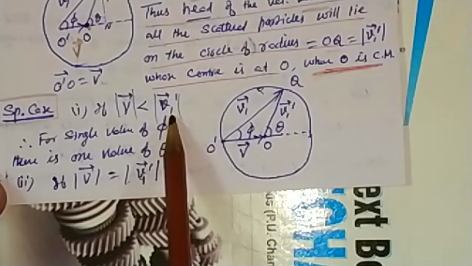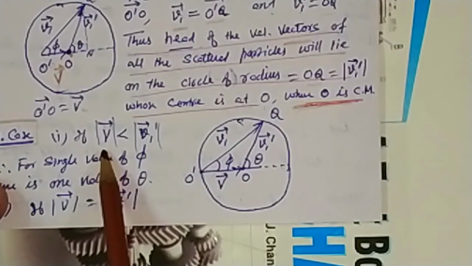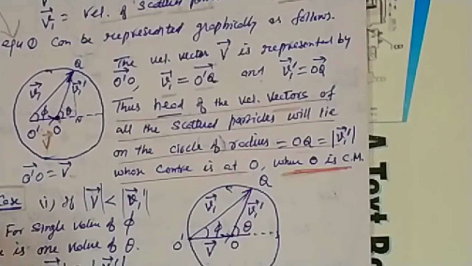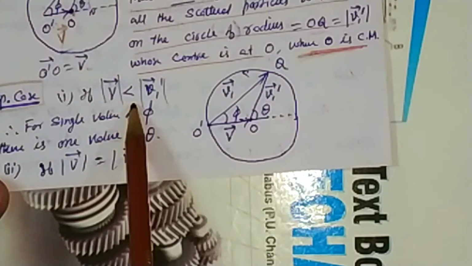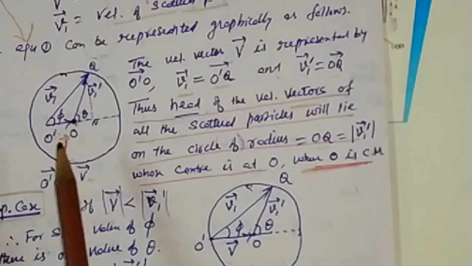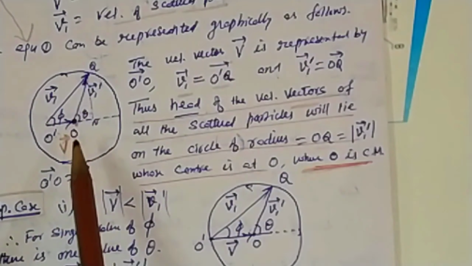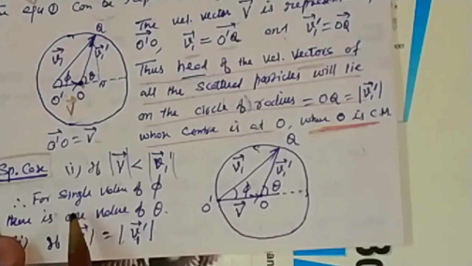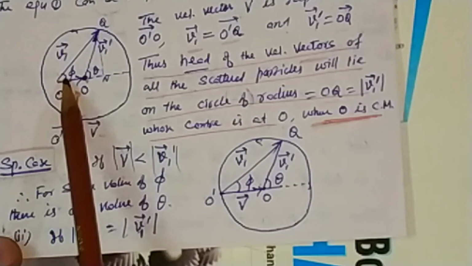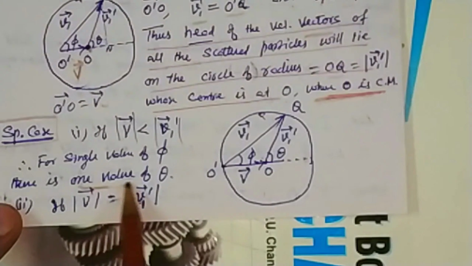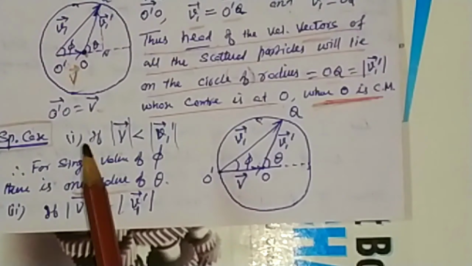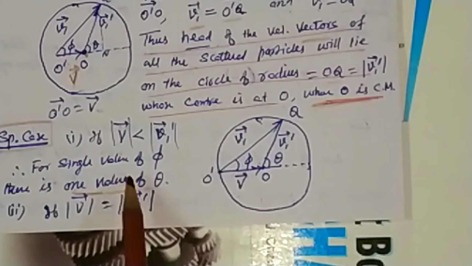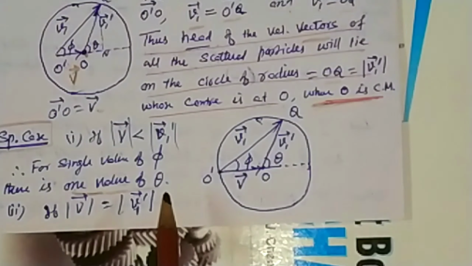Okay, so V is the velocity of center of mass in the lab system. V1 dash is the velocity of a scattered particle in center of mass system. In this case, this figure represents the case where V is less than V1 dash in magnitude. So for a single value of phi, there is only one value of theta. So in this case, for one value of phi, that is angle of scattering in lab system, there is only a single value of theta, that is angle of scattering in center of mass system.